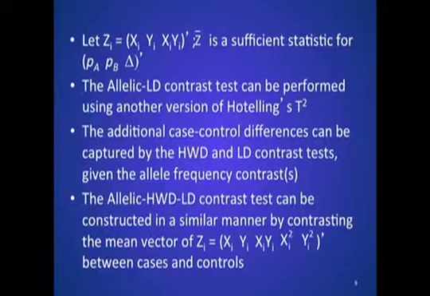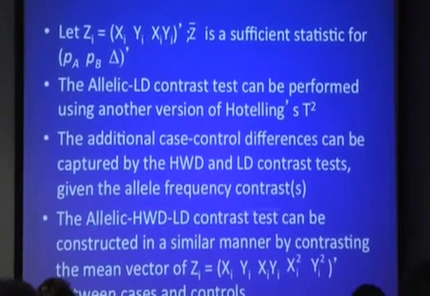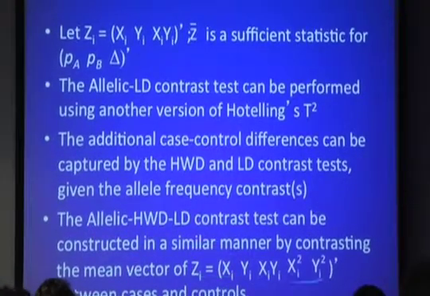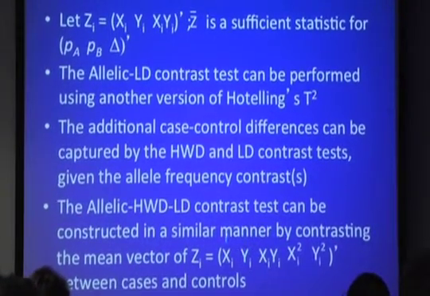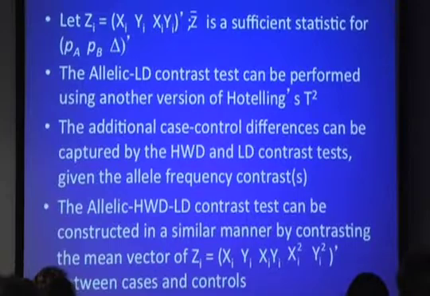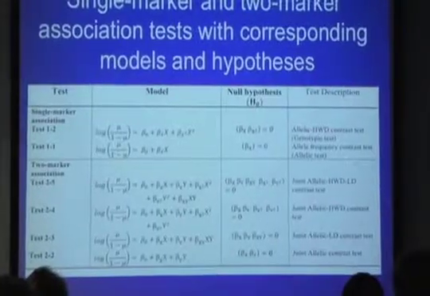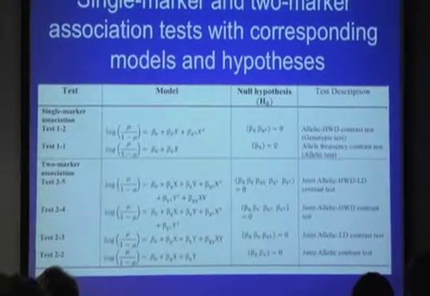So, if you put all three together, you take this thing, you'd have an x and a y, and if you put in the square terms and the cross product, you can see if the average of this is different between cases and controls with a similar test. All right. Let's look at this table.